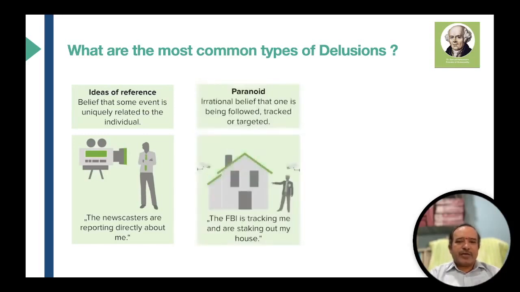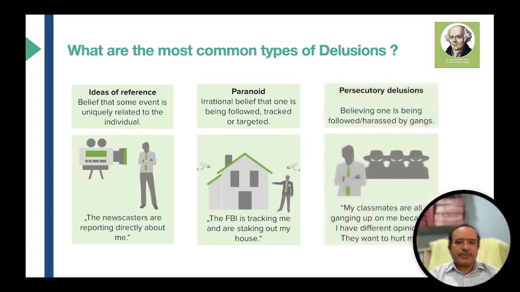So next is paranoid. Paranoid is an irrational belief that one is being followed or tracked or targeted. The FBI is tracking me and stalking at my house. The people behind me, they think that someone is following me. They want to track me. This comes under the paranoid delusions. It is almost closely related to the idea that they are spying. Okay, so persecutory delusions are also near to the paranoid, where one believes they are followed and harassed by gangs.